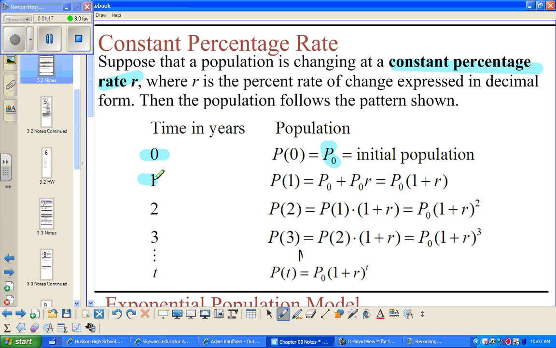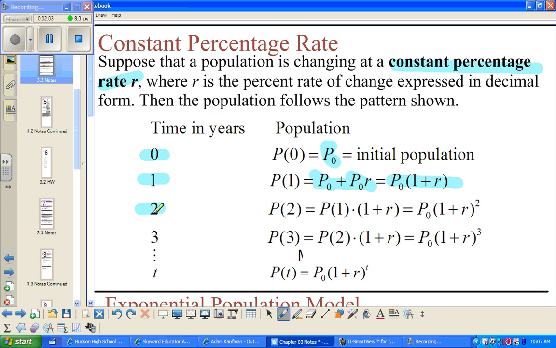Well, after 1 year, you can get the new population by taking the old population, P sub 0, and adding to it whatever the percentage rate is that the population is growing by, times the initial population. So if the population increased by 5%, you would take the initial population times 0.05 and add that to the initial population to get the population after 1 year. Well, if you factored out the initial population from this, you would have the initial population times 1 plus R.